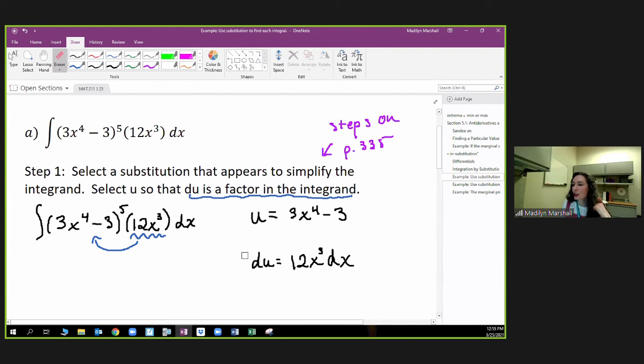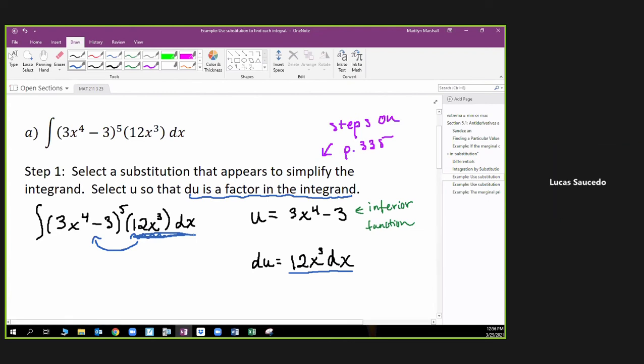So we need to choose u, which is generally the interior function. But we have to make sure that u works, and we do that by finding the differential, the du. And this part, so that du is a factor in the integrand. Du in this case is 12x cubed dx, and that is all in this integral. So that's good.